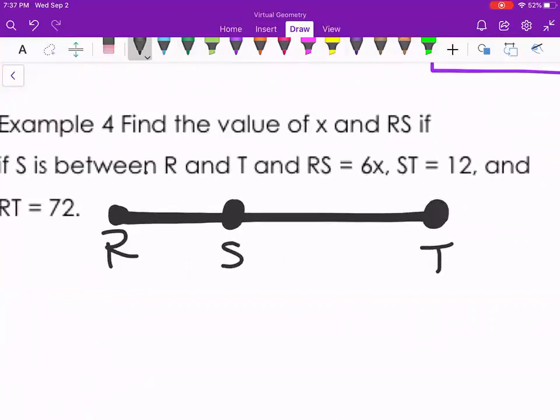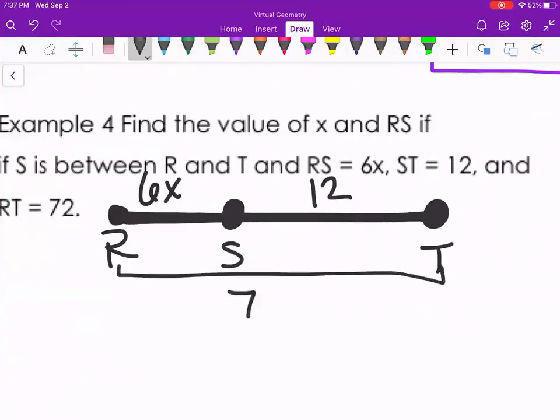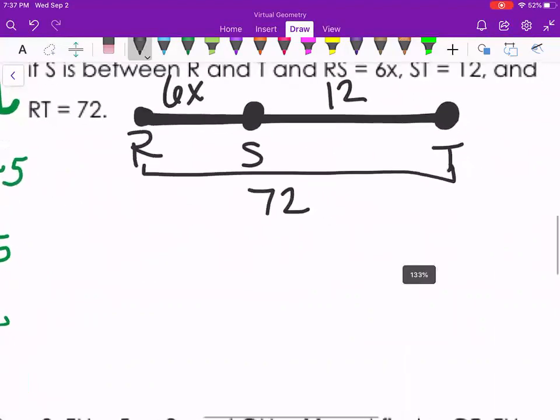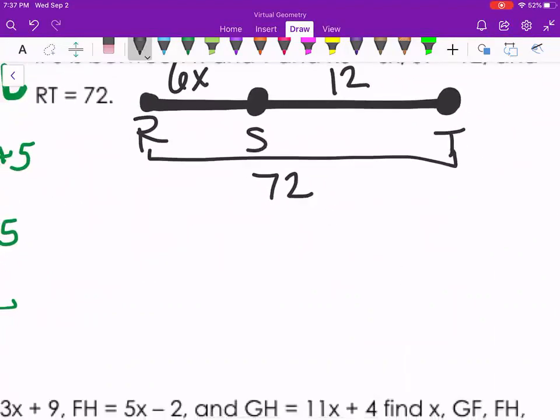R to S, 6X, S to T, 12, and the whole entire thing, 72. So let's set up our equation and let's solve this out. All right, so part 1, 6X, plus part 2, the 12, equals the whole entire way across, 72. So now we have an equation, we can solve it out.